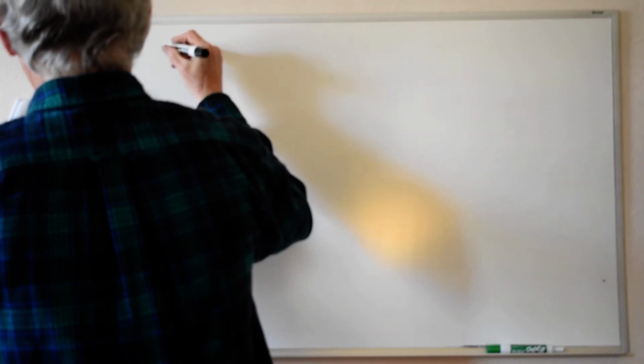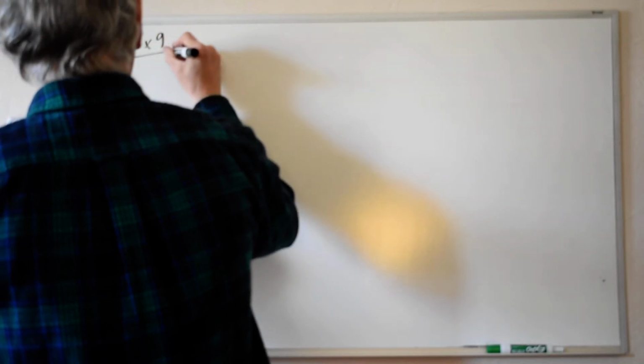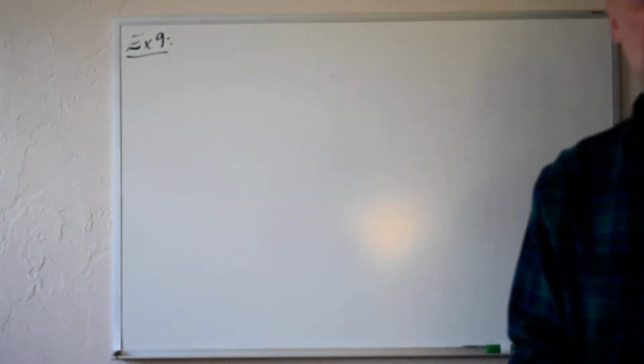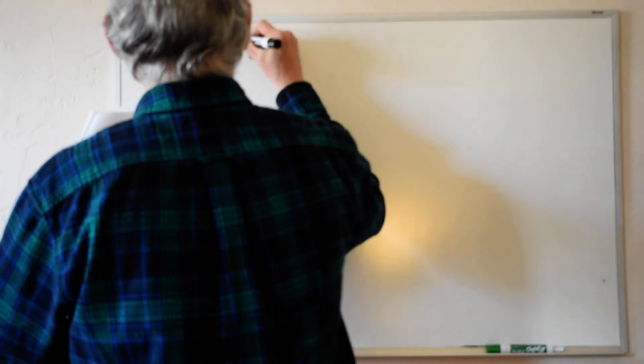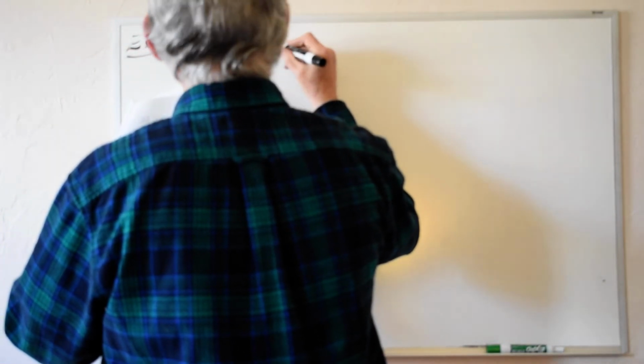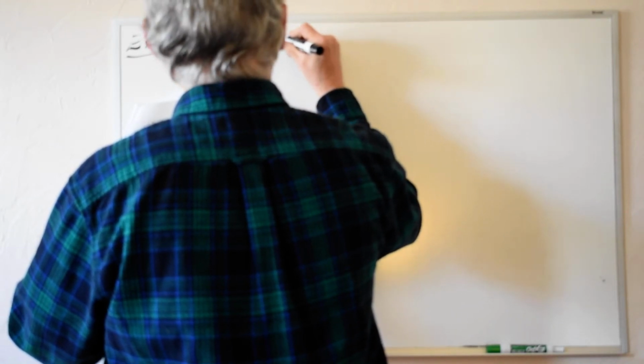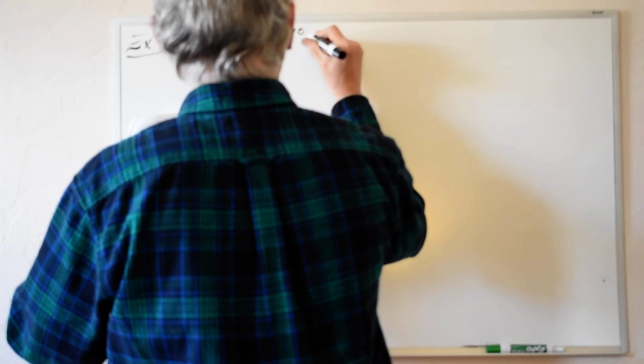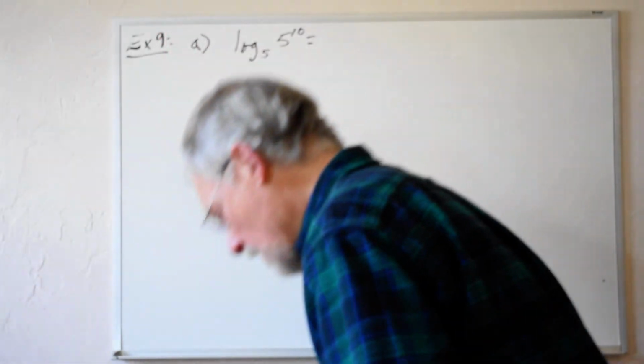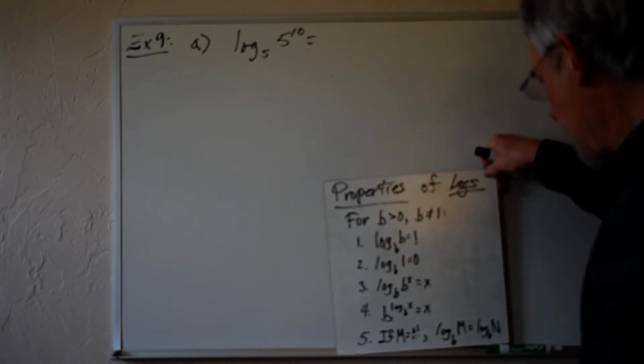Let's look at example 9. We now have enough properties and concepts to simplify some log expressions. In part A, we're thinking about the log base 5 of 5 to the power 10. How can we simplify that? Let's leave these up here. We can refer back to them.